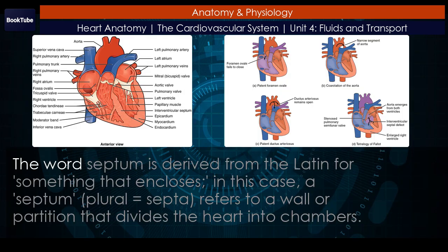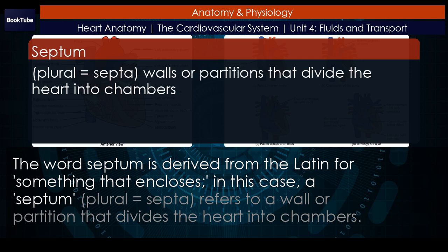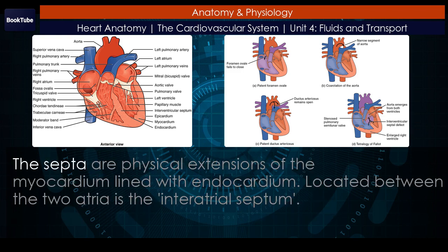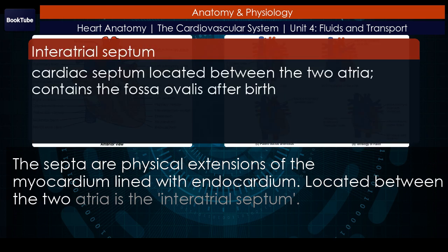The word septum is derived from the Latin for something that encloses. In this case, a septum, plural septa, refers to a wall or partition that divides the heart into chambers. The septa are physical extensions of the myocardium lined with endocardium. Located between the two atria is the interatrial septum.